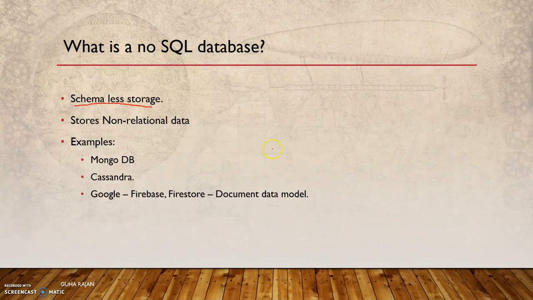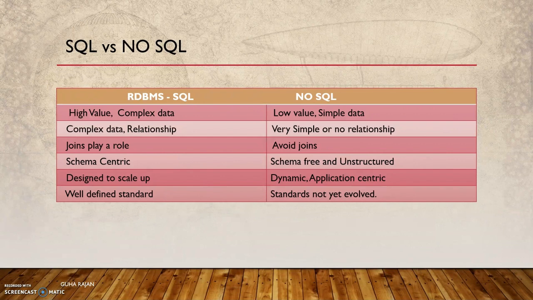As examples of NoSQL, MongoDB is the most popular, and then you have Cassandra. Recently we keep hearing about Google Cloud's Firebase, which was introduced a few years back, and Firestore is the most recent one. That is based on the document data model. So this will give you a much clearer picture of RDBMS SQL versus NoSQL.